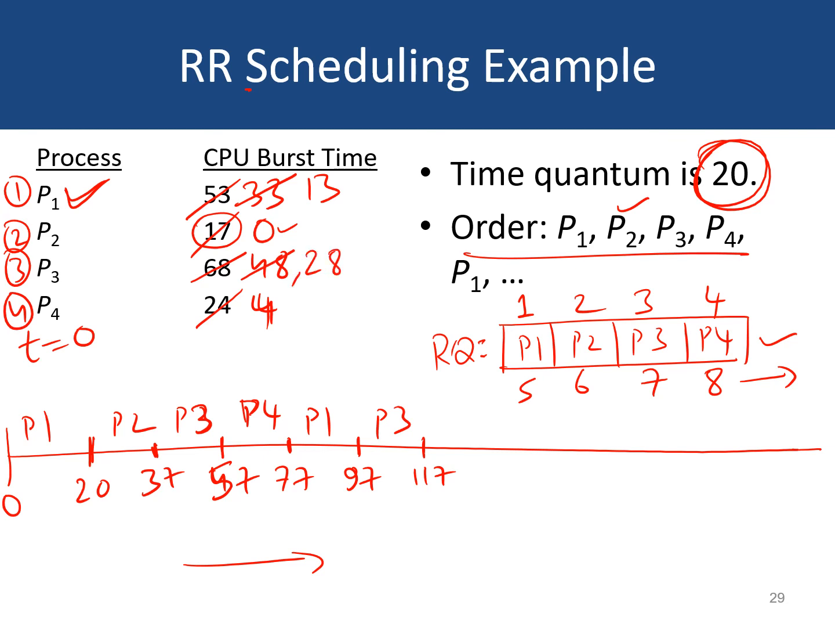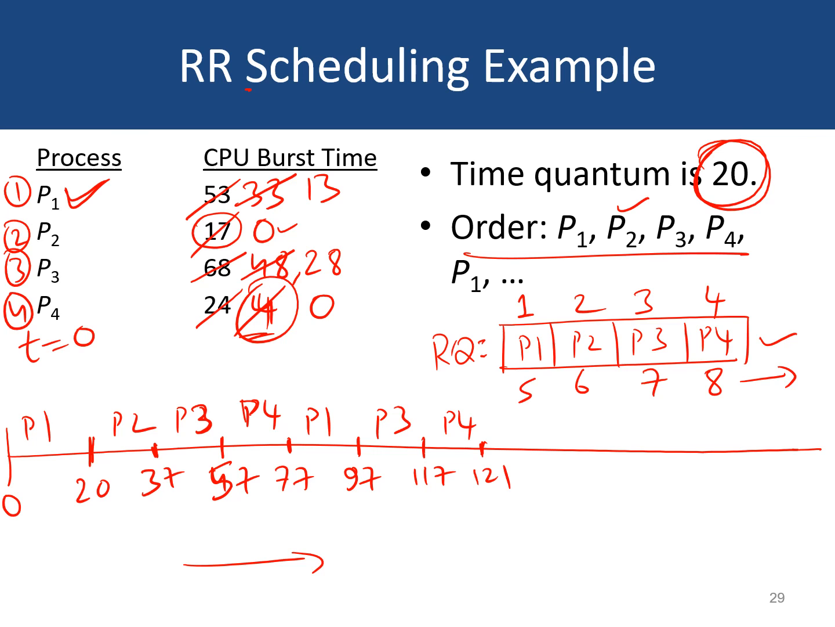Next we come to P4. P4 will also be allotted one time quantum, but P4 only requires 4 milliseconds. So P4 will exit the system at 117 plus 4, which is 121 milliseconds. At the end of this, P4 has 0 milliseconds remaining, so P4 will also terminate and exit the system. We now only have P1 and P3 remaining in the system.